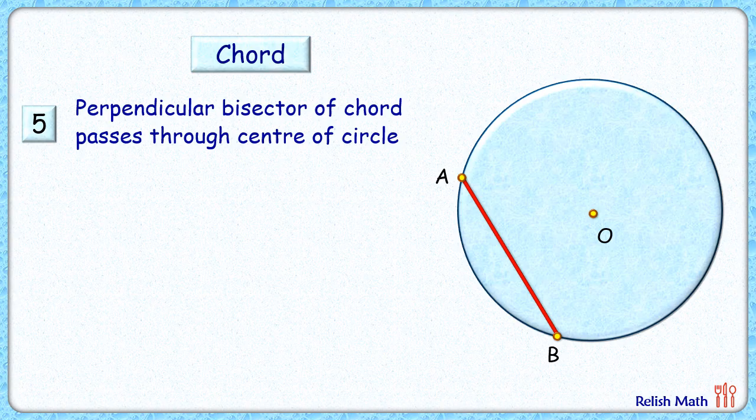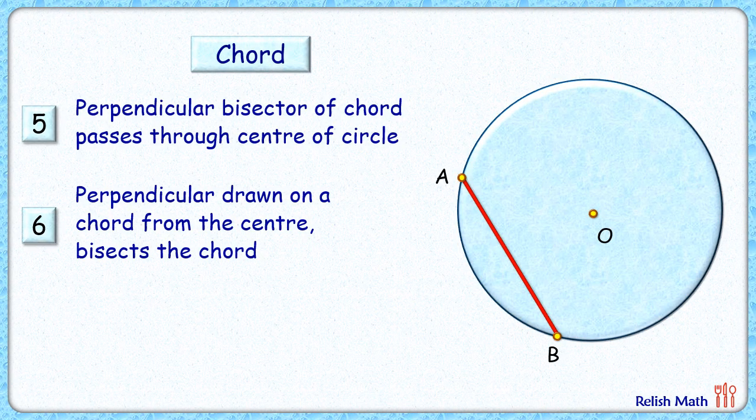Okay, this theorem is one of those theorems which is most commonly used, that is, the perpendicular bisector of any chord will pass through the center of the circle. So if we draw a perpendicular bisector of a chord, then this line, when you extend it, will pass through the center of the circle. Let's check the next theorem.